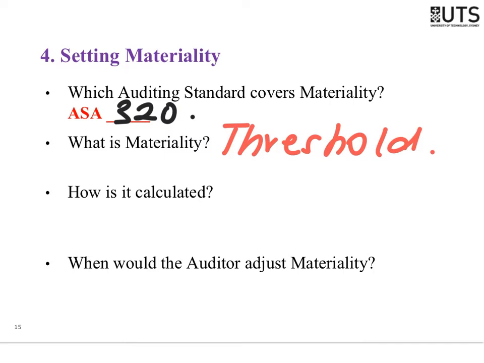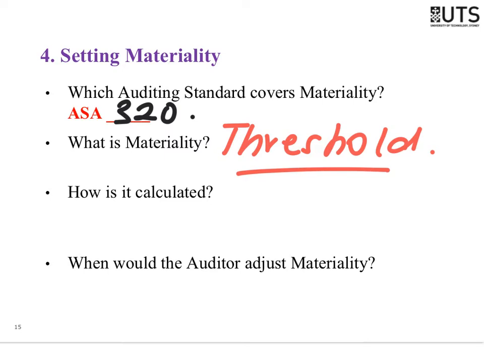That's the link to the final stage of the audit. Whenever you find a misstatement, you compare it to materiality. If it's above materiality, it's a problem, because by definition, it's a material misstatement. If it's below materiality, it's not a problem because it's not material. Remember, only material misstatements will impact on our audit opinion. So the threshold is the maximum amount of misstatement we are willing to accept.